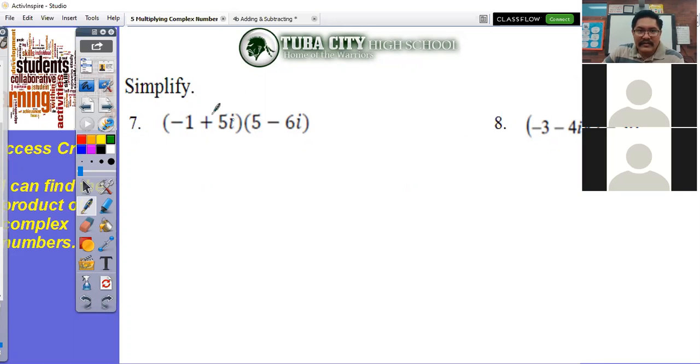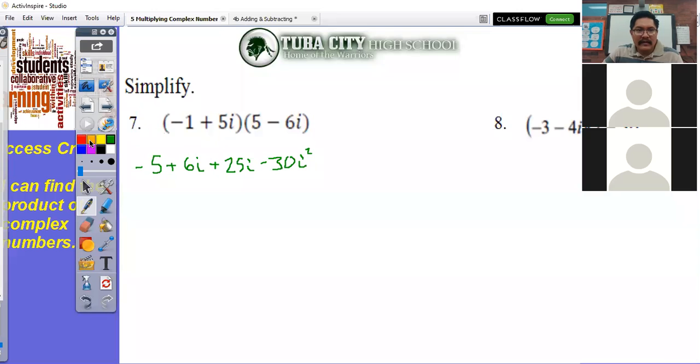All right, so let's go ahead and use our FOIL. Negative 1 times 5 is negative 5. Negative 1 times negative 6, so that's going to be positive 6i. Inside numbers, so plus, and then 5i times 5 is 25i. And 5 times negative 6 is 30i squared.